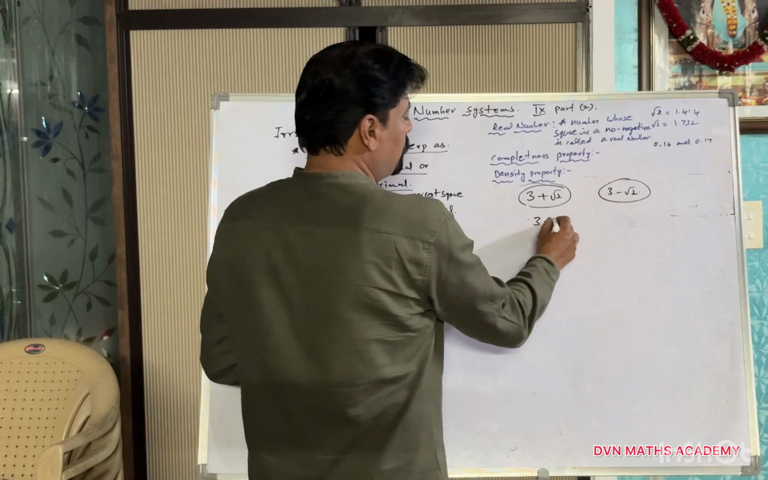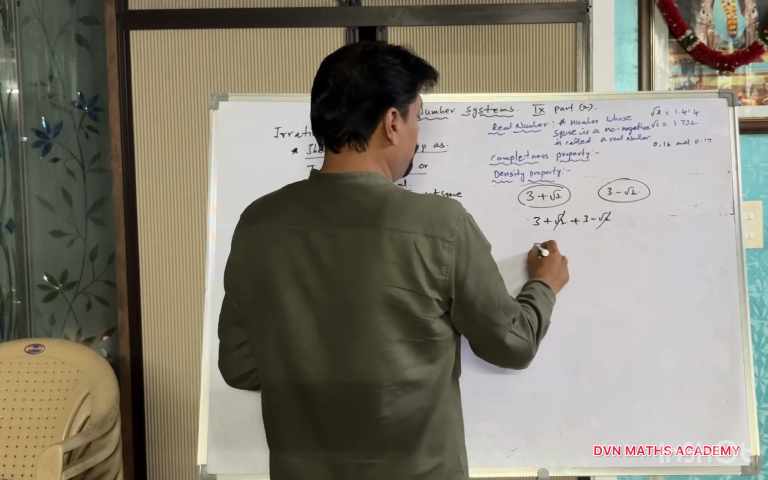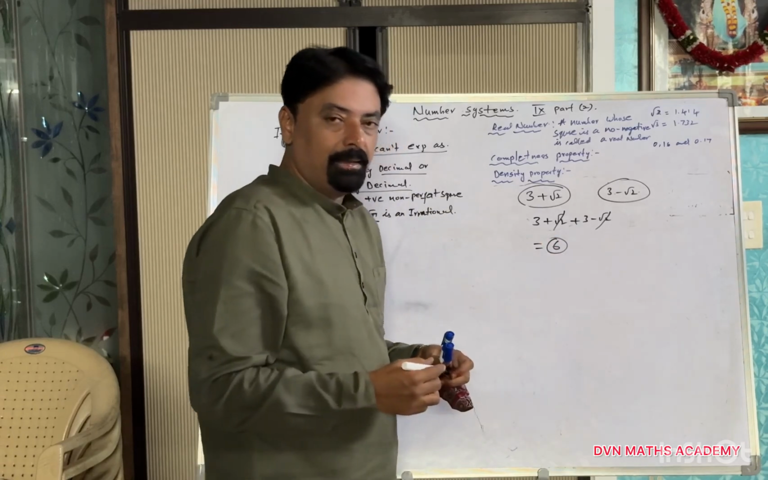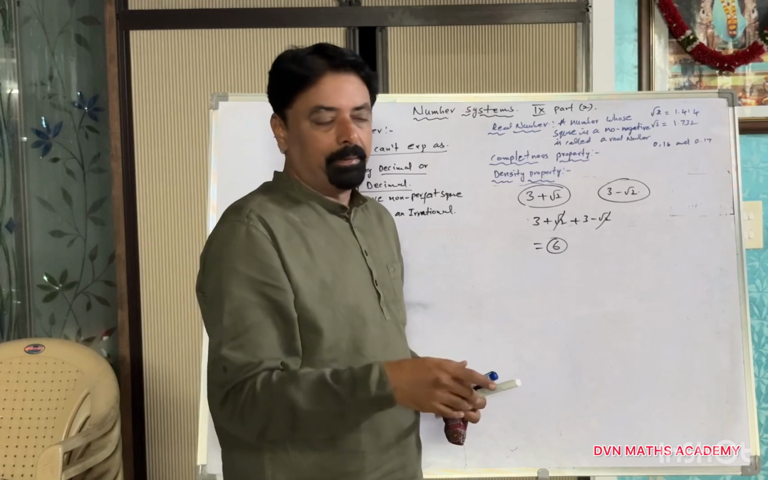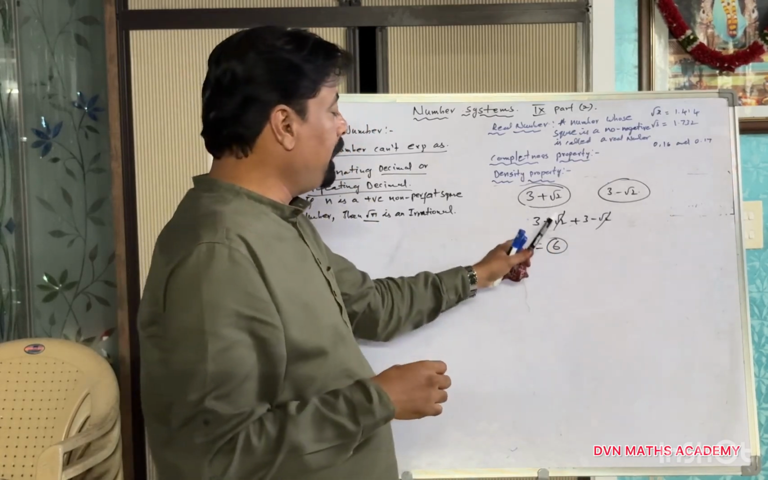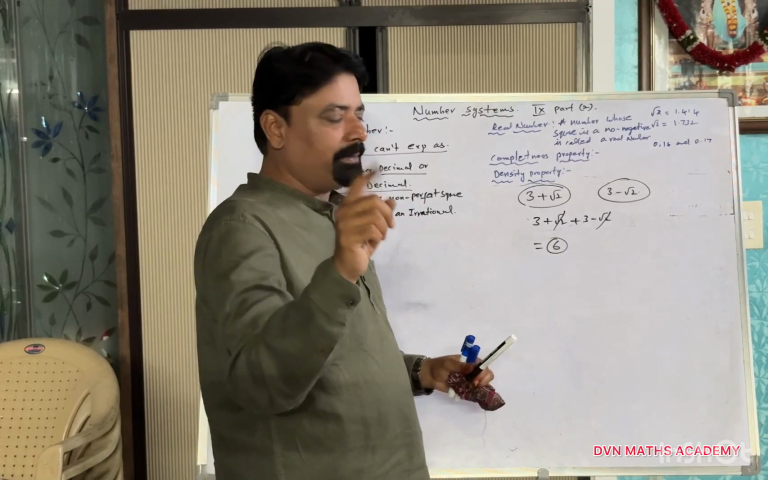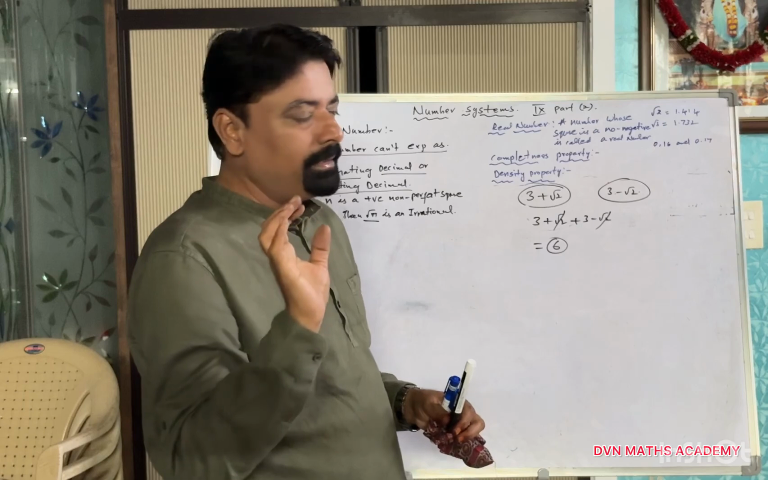Hence, if you add these two, 3 plus root 2 plus 3 minus root 2, then what happens? The root 2 terms will cancel. We will get the answer as 6. But 6 is not an irrational. 6 is a pure rational number, because we can write it in the form 6 by 1. So my first statement is that the sum of two irrationals is not always an irrational number.